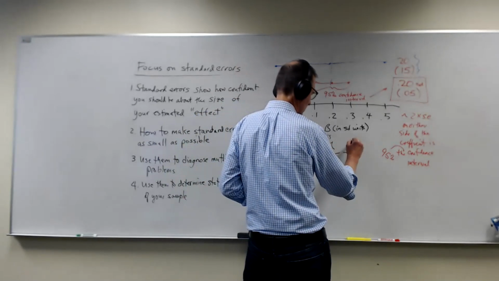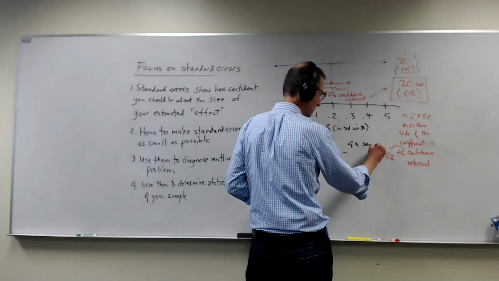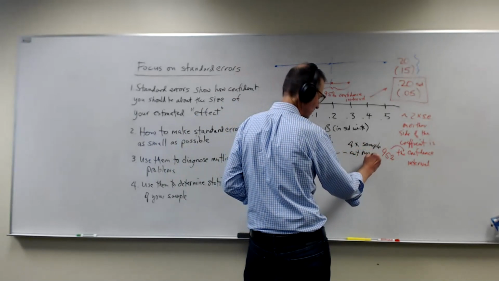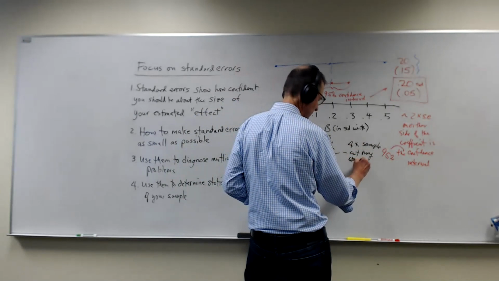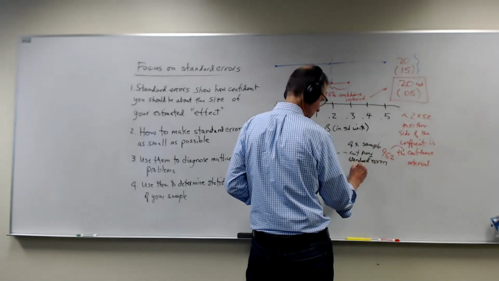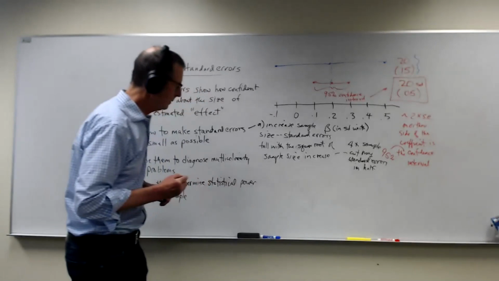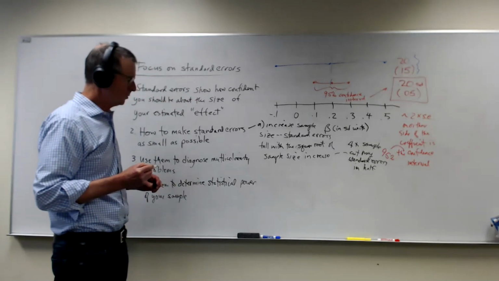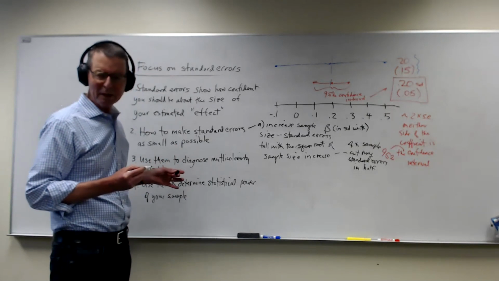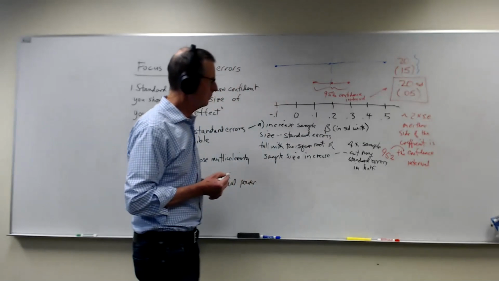So if I quadruple the size of the sample, I cut my standard errors in half. All right, that's just a straight up statistical fact, and pretty intuitive, right? The larger sample you have, the more precisely you're going to be estimating any of the coefficients in your regression.